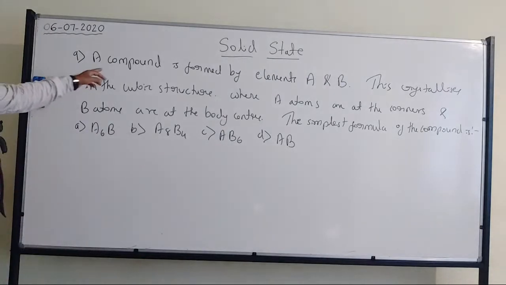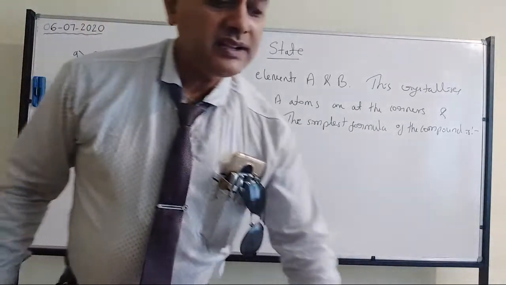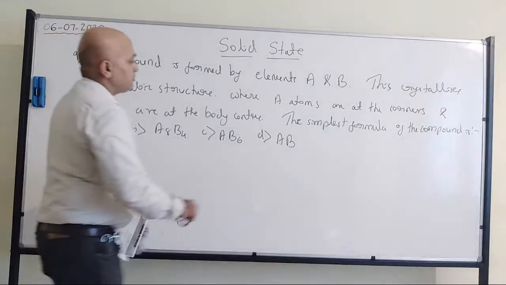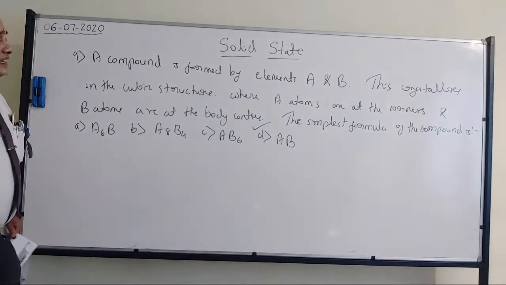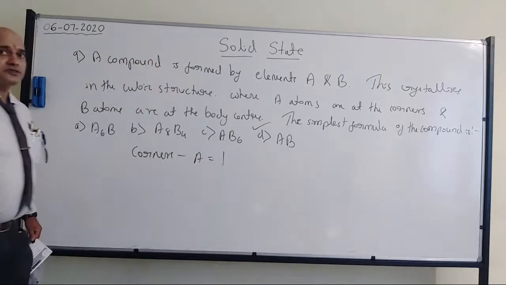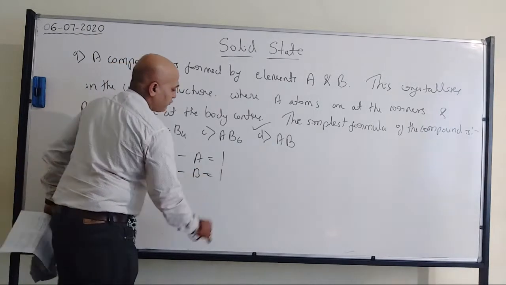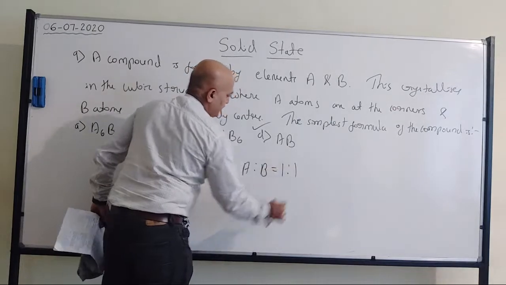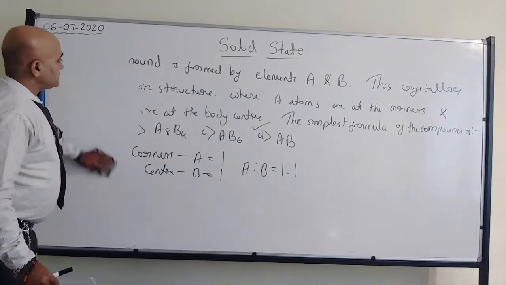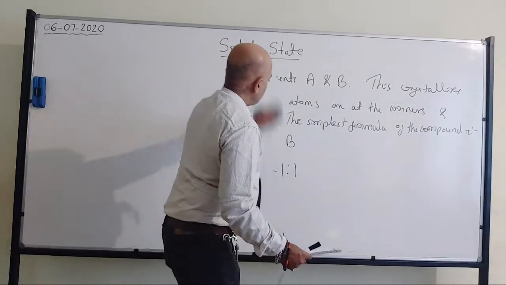Anyone? A compound is formed by two elements, A and B, where A will be occupying the corners and B will be occupying the center of the cube. Banu has already given the answer. It should be option D, AB. That is because any atom at the corner means one atom belongs to that particular unit cell, right? And anything at the center of the cube will also become 1. That means A and B, the ratio is 1:1. So therefore the simplest formula of the compound will be AB. Okay? Rest of the options cannot be the answer. So option D is the answer for this question.